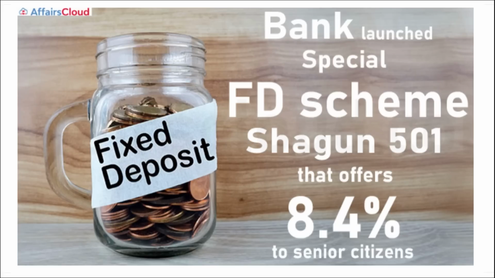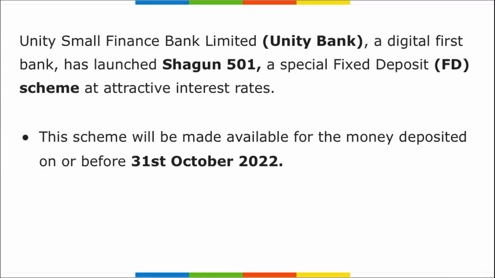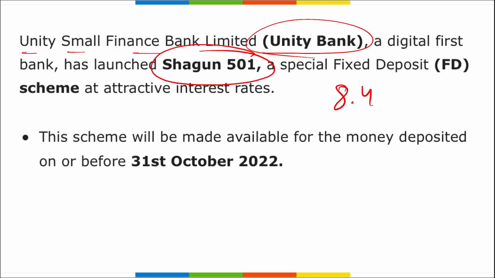Next we are talking about a fixed deposit scheme that was recently launched by Unity Bank. All right. Remember this, Unity Bank has launched a special fixed deposit scheme by the name Shagun 501 that offers 8.4% interest to senior citizens. I repeat, Unity Small Finance Bank, a digital first bank, launched Shagun 501. This is a special kind of fixed deposit scheme providing an interest rate of 8.4% to senior citizens. That is a high interest.